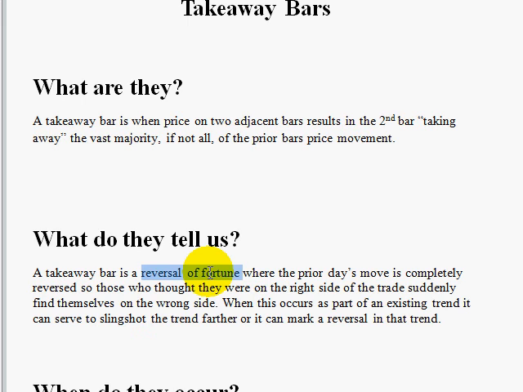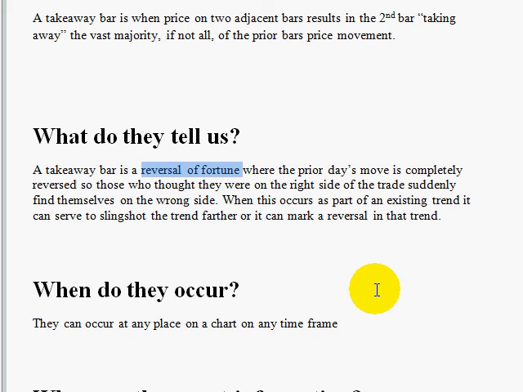It's a reversal of fortune, right? The prior day's move is completely reversed. So those who thought they were on the right side of a trade suddenly find themselves on the wrong side, and they have to move to unwind that trade.